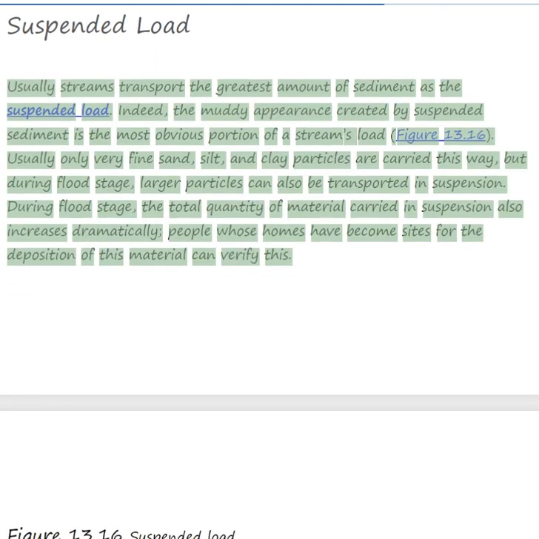Suspended load. Usually streams transport the greatest amount of sediment as the suspended load. Indeed, the muddy appearance created by suspended sediment is the most obvious portion of a stream's load. Usually only very fine sand, silt, and clay particles are carried this way, but during flood stage, larger particles can also be transported in suspension. During flood stage, the total quantity of material carried in suspension also increases dramatically. People whose homes have become sites for the deposition of this material can verify this.